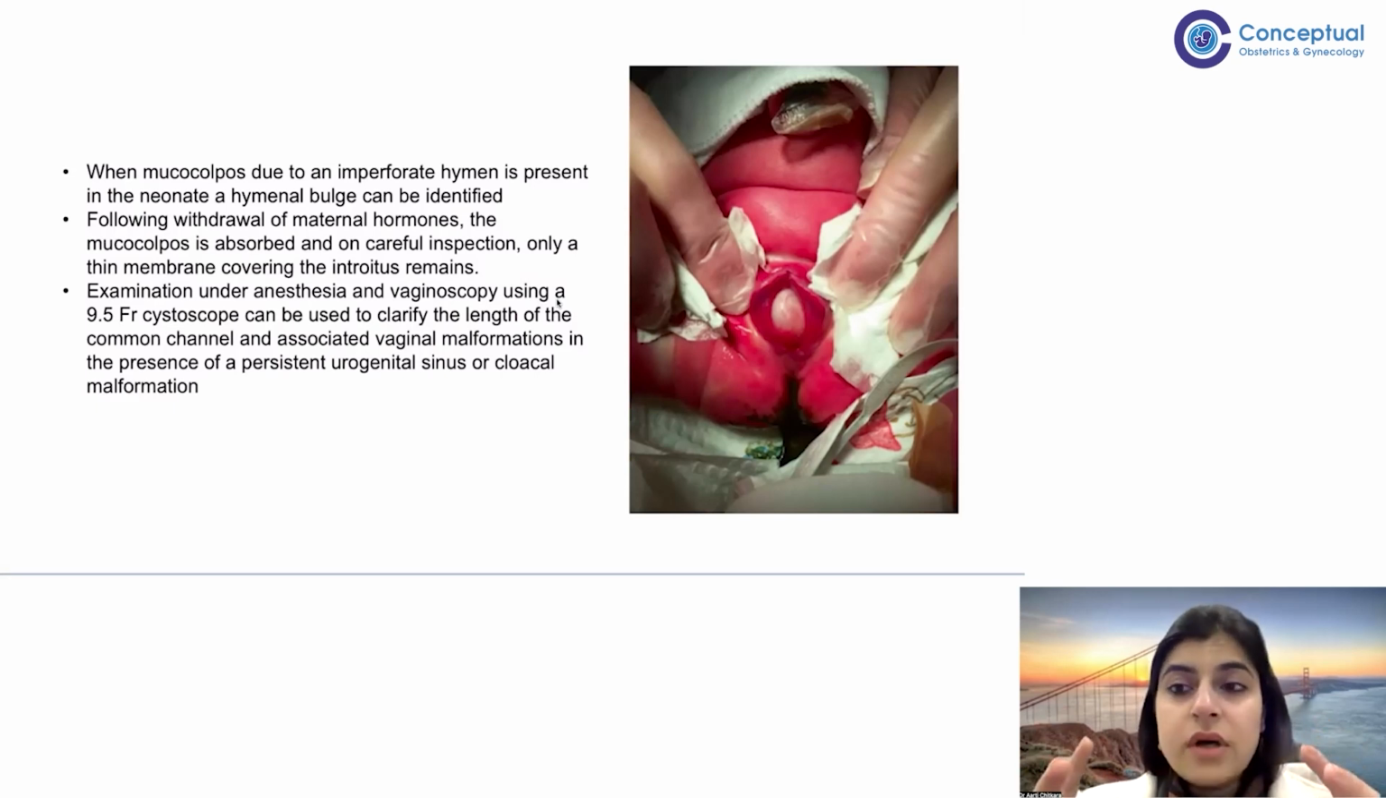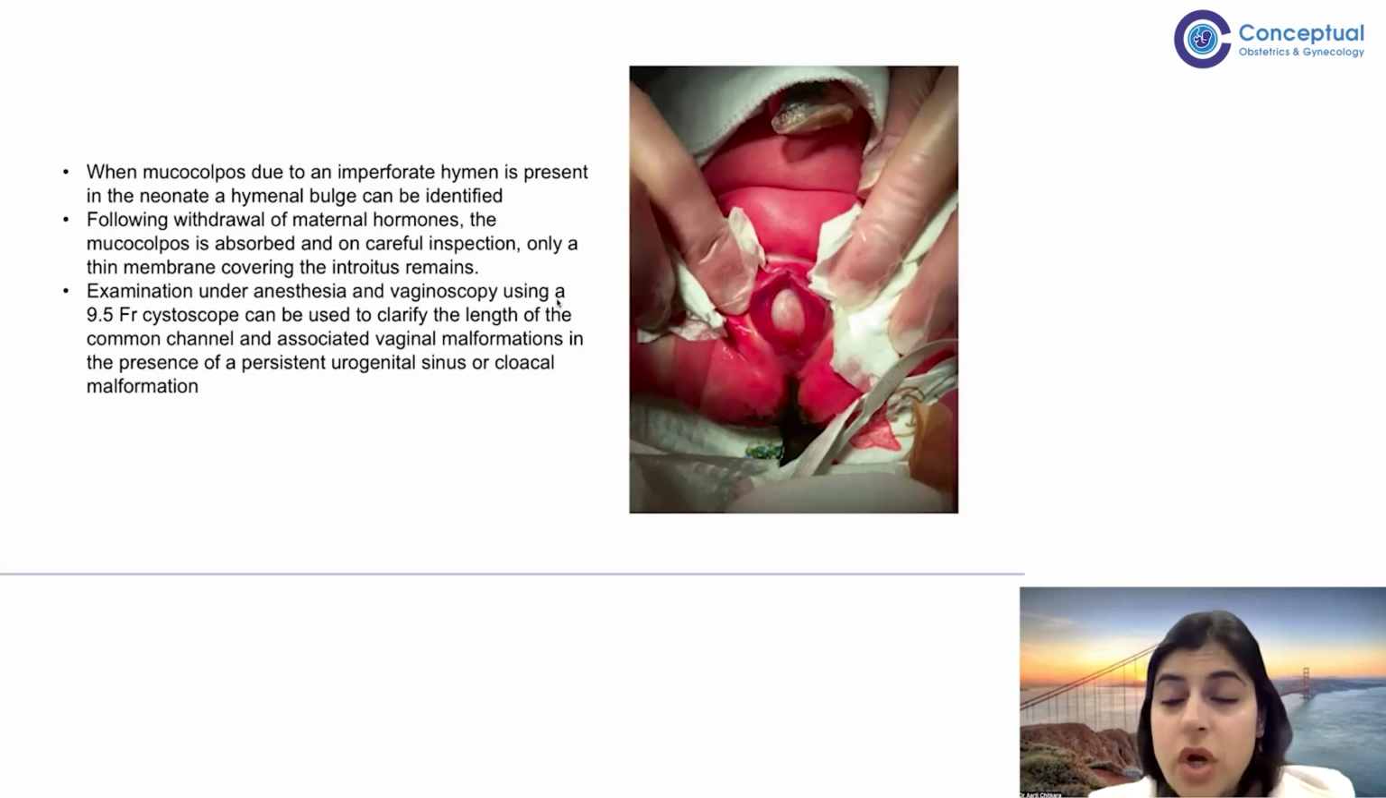Why does this mucocolpos develop in this newborn? When the maternal hormones are getting withdrawn, the mucocolpos is absorbed gradually. It will go on its own. You need not do any kind of a surgical intervention right now. Only a thin membrane is covering the introitus that is remaining. Sometimes if they insist, or if you want to find out other associated anomalies, an examination under anesthesia and vaginoscopy using a 9.5 French cystoscope can be used to clarify the length of the vagina malformation and assess for a persistent urogenital sinus or cloacal malformation.